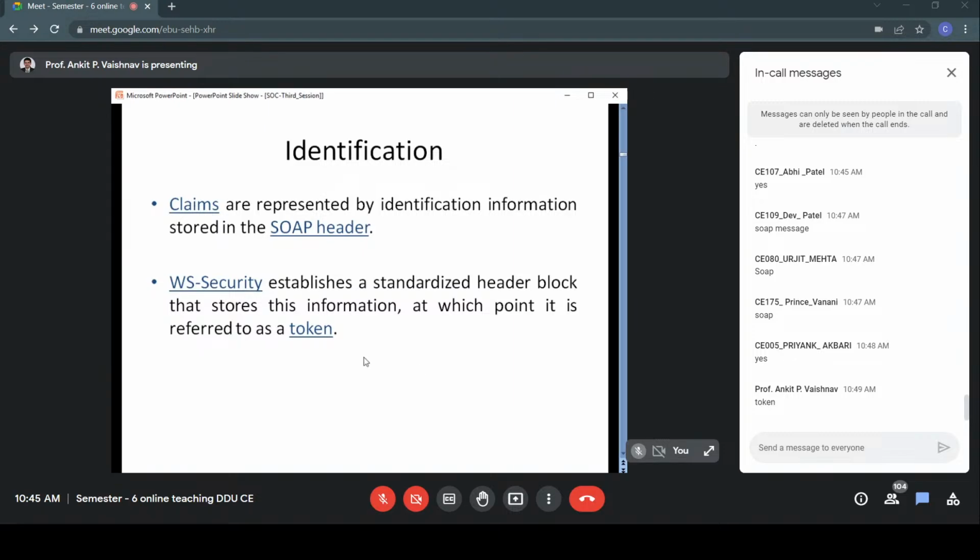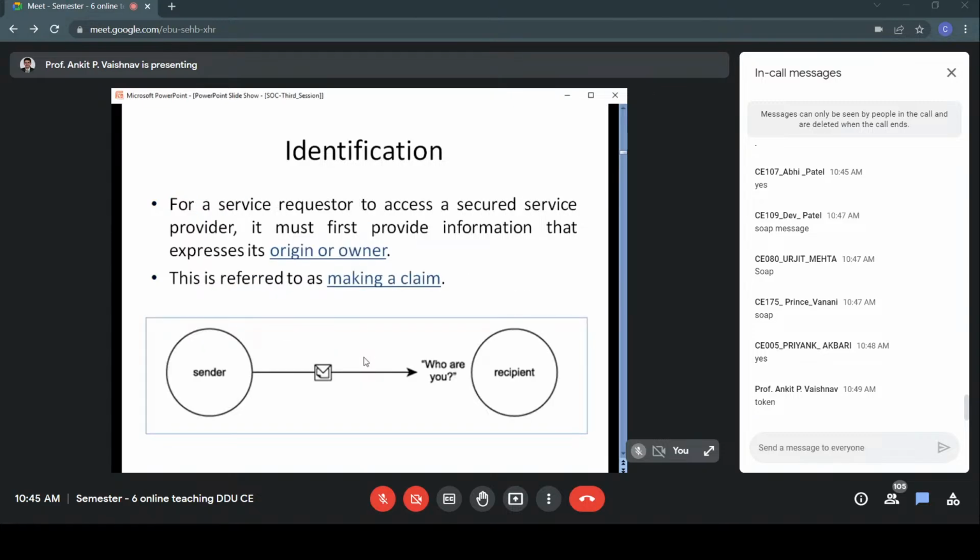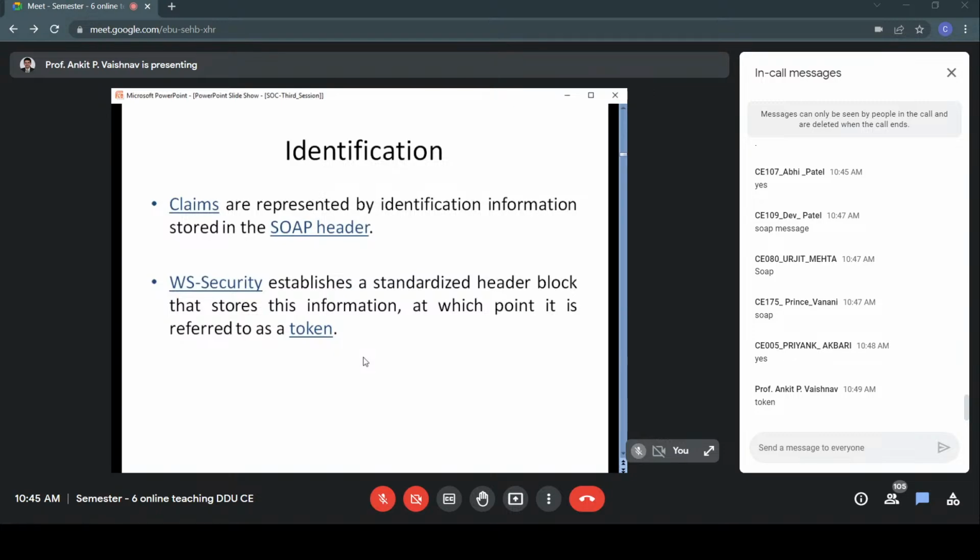So the token is a special header that inserts the identification information, right? Again, I'll repeat. The sender has to make a claim that the message is from a valid requester, fine. And for making a claim, we need to insert a special header, and that is known as a token. Is that concept fine? So the token is a header block which is supposed to be inserted in the SOAP message. Clear with this much?